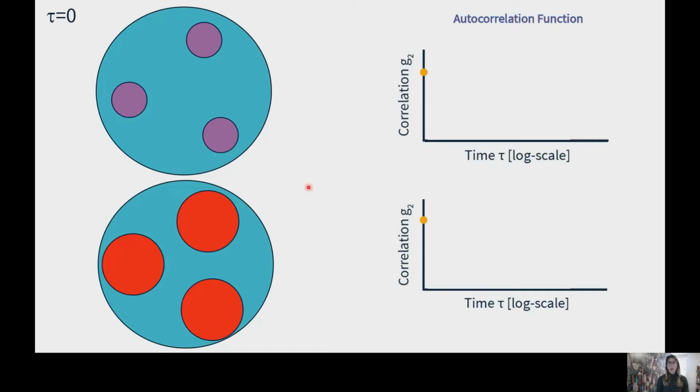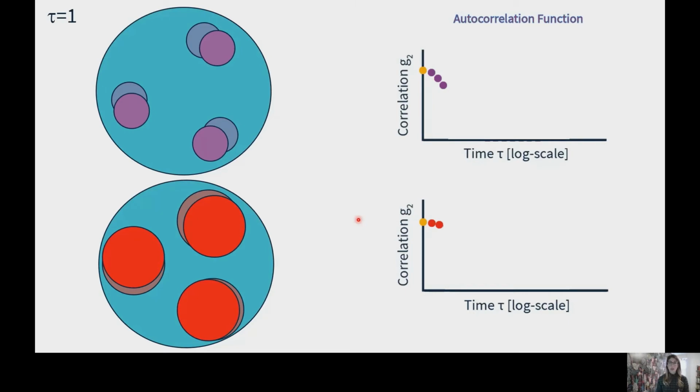So here we have a cartoon diagram of some small particles in solution and its corresponding autocorrelation function, and then some larger particles in solution and its corresponding autocorrelation function. So at the initial position, these signals are very similar because nothing has happened. We only have one time point. So regardless of the particle size, we have this autocorrelation value here shown in the yellow dot.